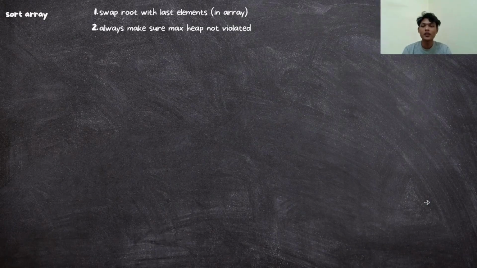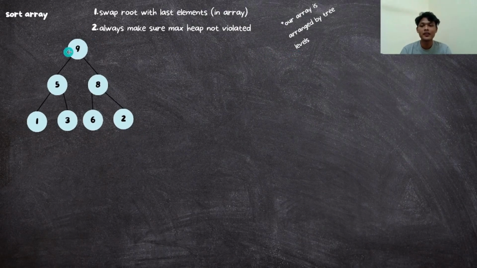And lastly, we want to know how to sort the array, the third step. So first, we need to swap the root with the last element in our array, and we need to always make sure that the max heap is not violated at all. And you guys need to remember that our array is arranged by the 3 levels. So you can see here, which one in this tree is the last element in our array? The answer is 2, as you can see from left to right. And this is our last element in the array.